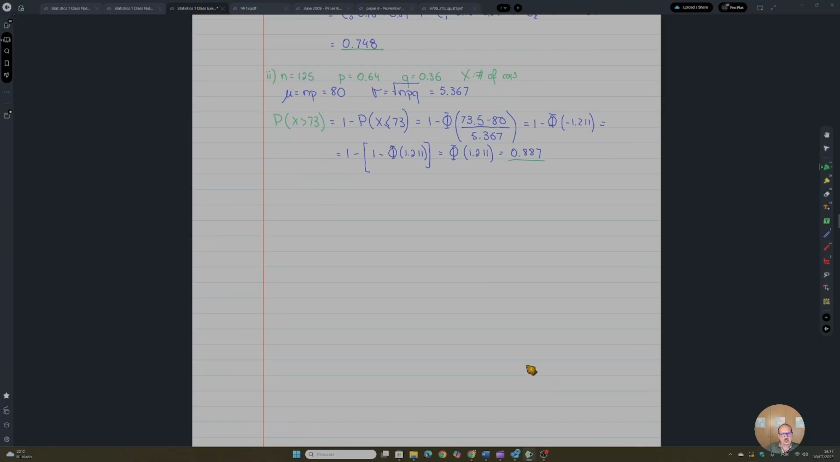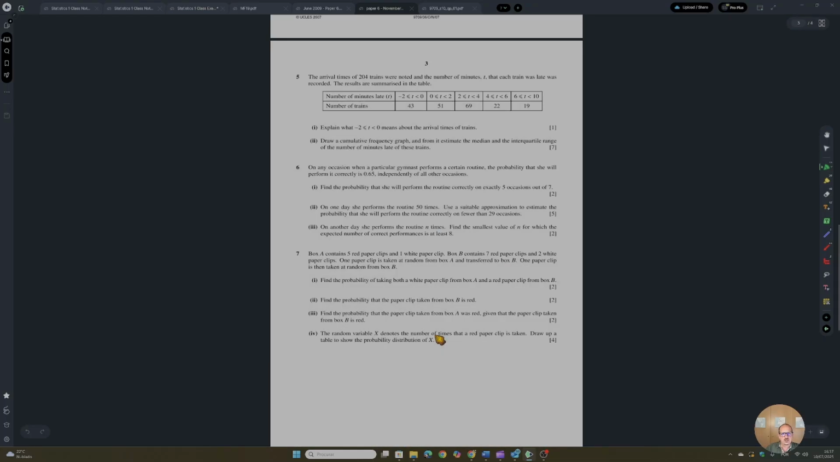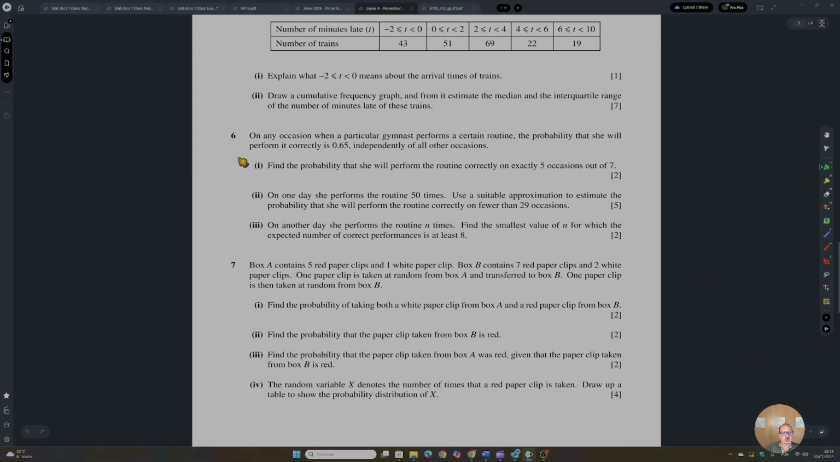Next question is this one over here, from paper 6, November 2007. On any occasion when a particular gymnast performs a certain routine, the probability that she will perform it correctly is 0.65, independently of all other occasions. Find the probability that she will perform the routine correctly on exactly 5 occasions out of 7.